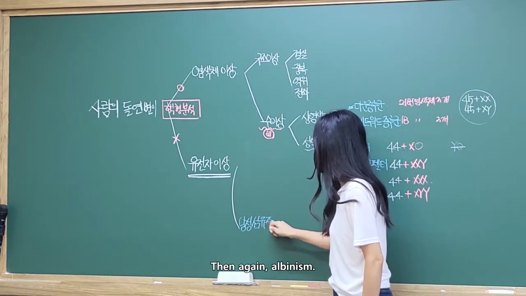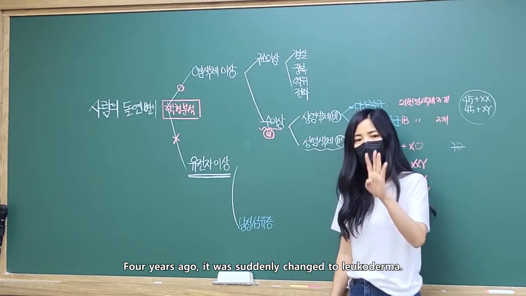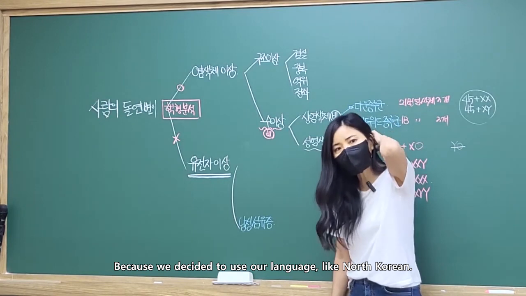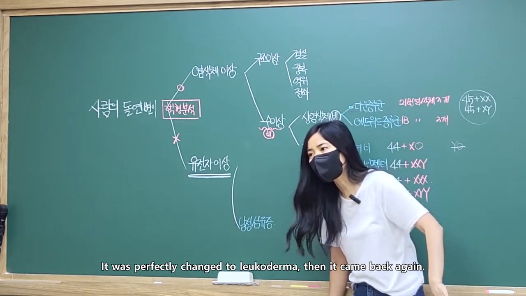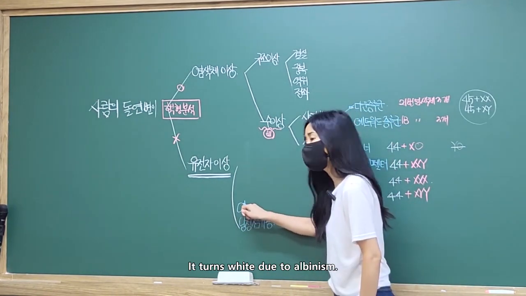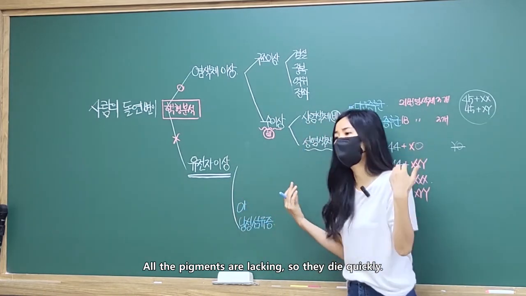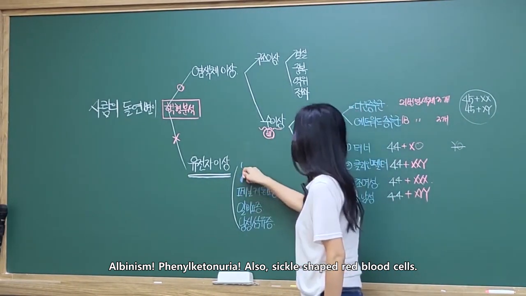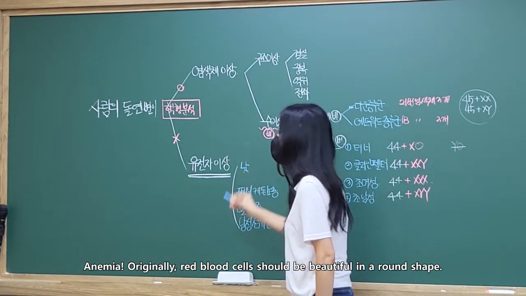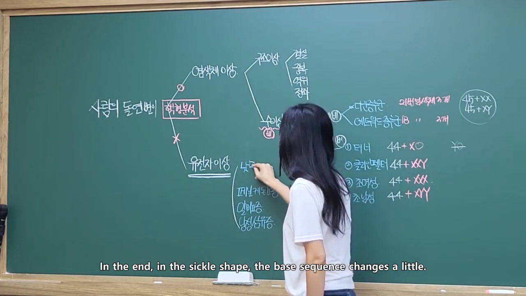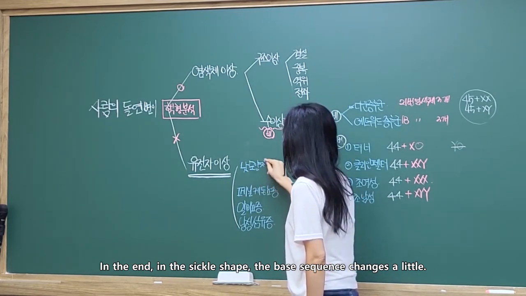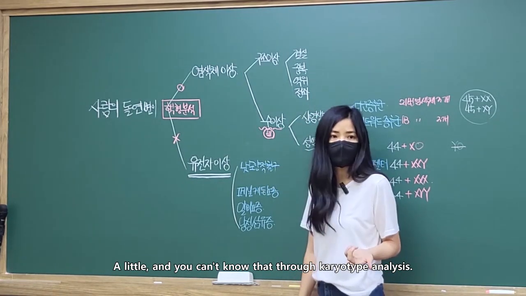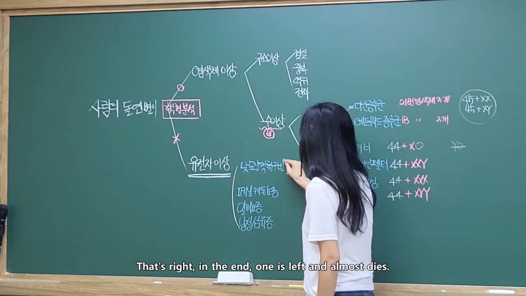Then again, albinism. 4 years ago, it was suddenly changed to leukoderma. It was changed to albinism because we decided to use our language like North Korean. It was perfectly changed to leukoderma, then it came back again. It turns white due to albinism. All the pigments are lacking, so they die quickly. Albinism, phenylketonuria, also sickle-shaped red blood cells anemia. Originally, red blood cells should be beautiful in a round shape. In the sickle shape, the base sequence changes a little, and you can't know that through karyotype analysis.